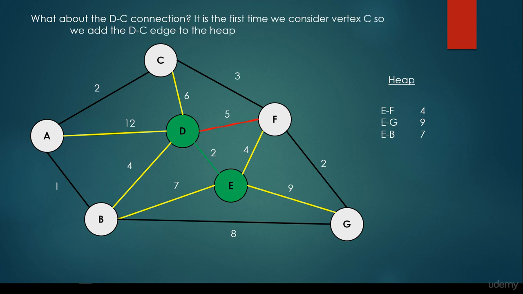Okay, so what about the D-C connection? It is the first time we consider the vertex C, so we add this D-C edge to the heap because it may be good. That's why we push D-C with the edge weight 6 to the heap. What about the D-A connection? It is the first time we consider the vertex A, so we add the D-A edge to the heap.